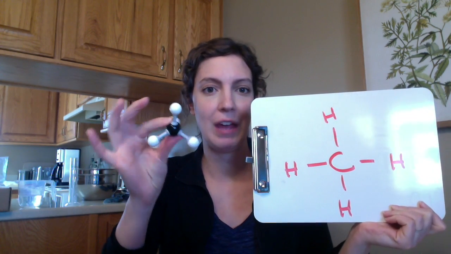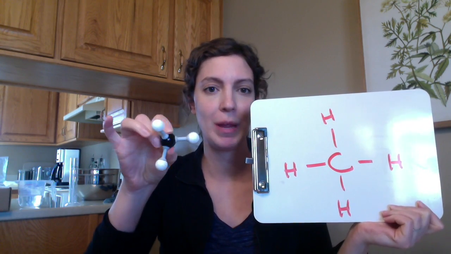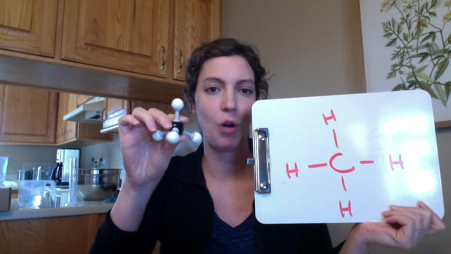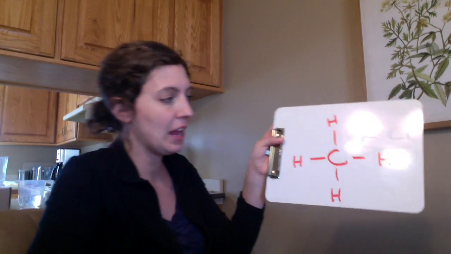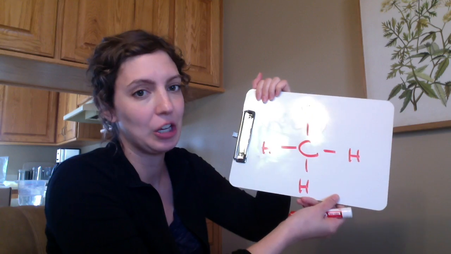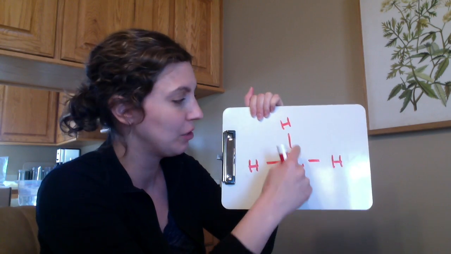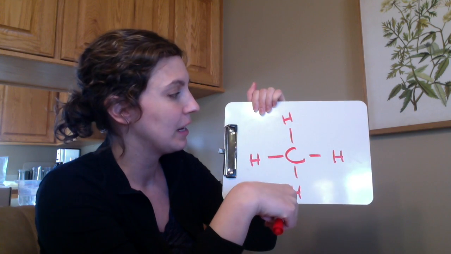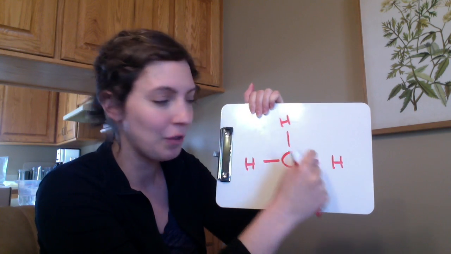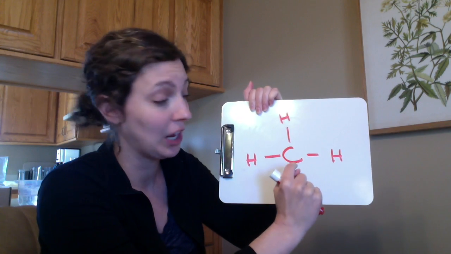They both have a middle carbon and then 4 hydrogens around the outside, like we see here. And this is a molecule that covalently bonds. And so what they do, we have these chemical bonds here. Those are those little lines. And these kind of represent shared electrons.